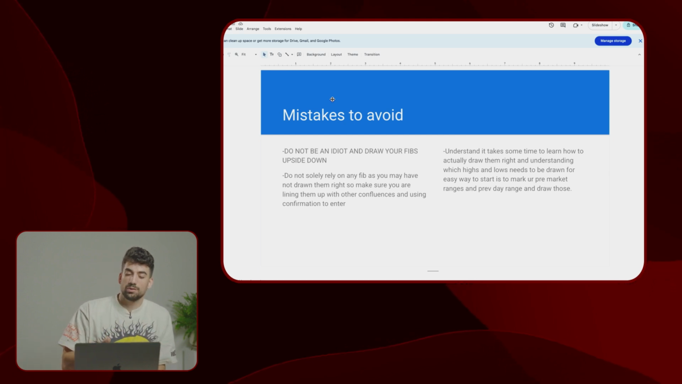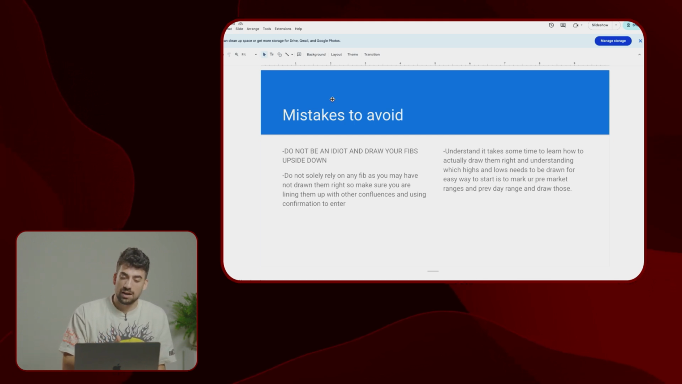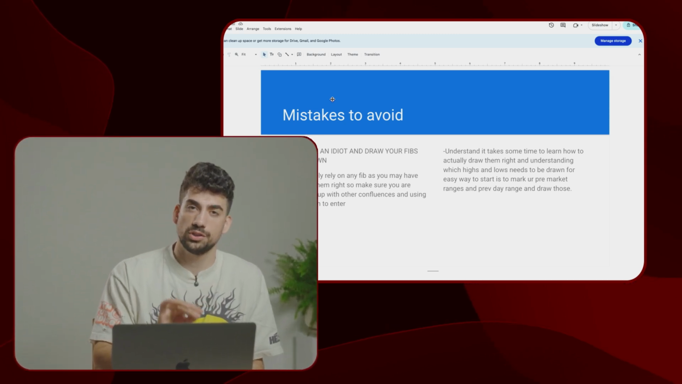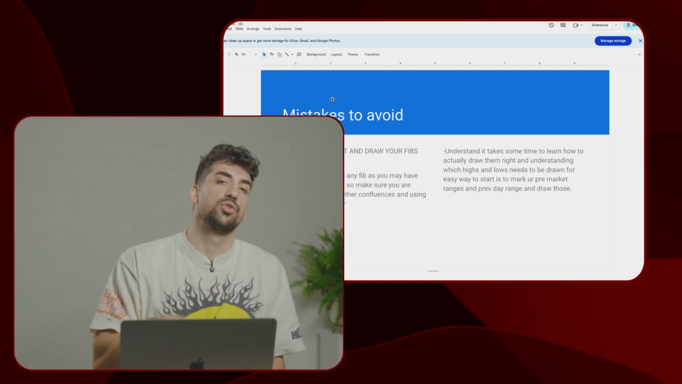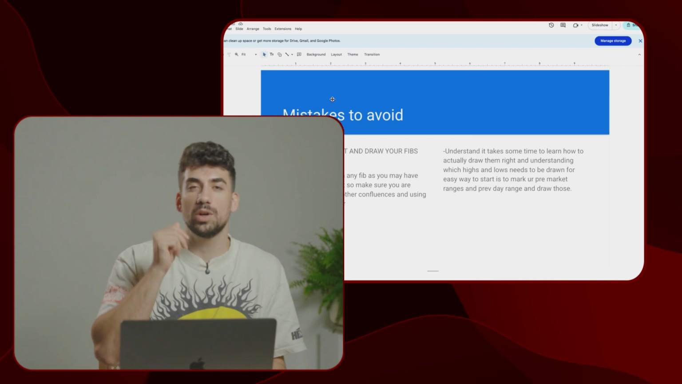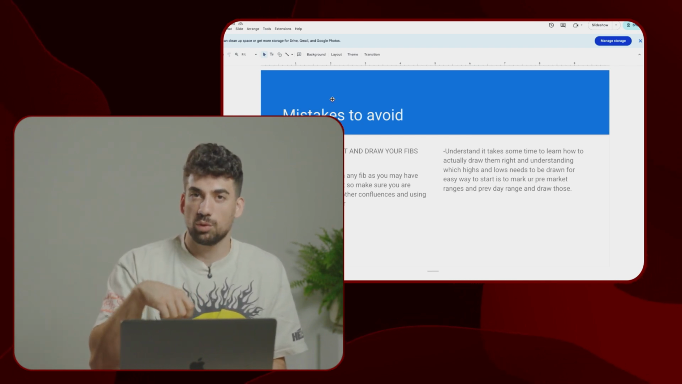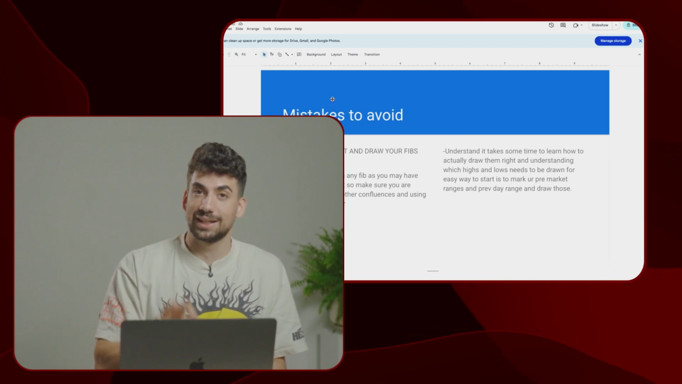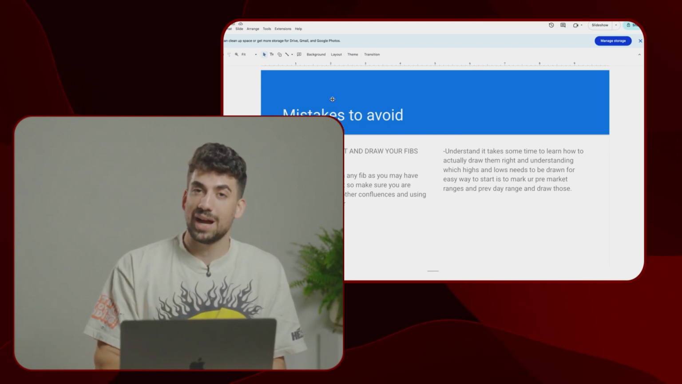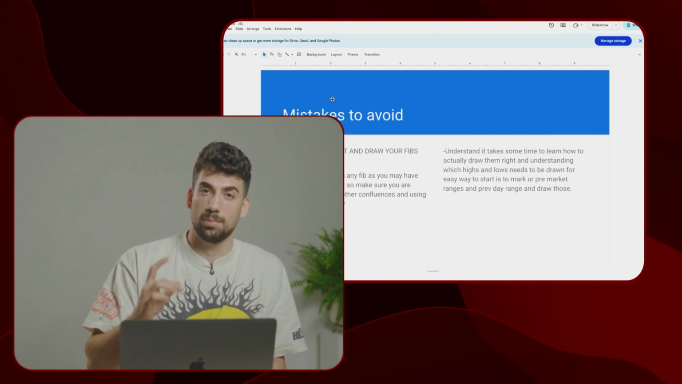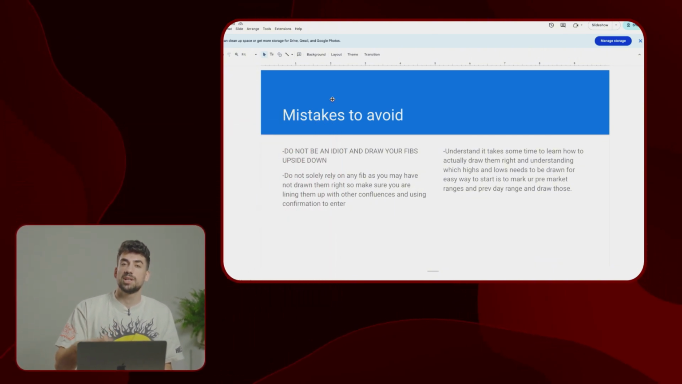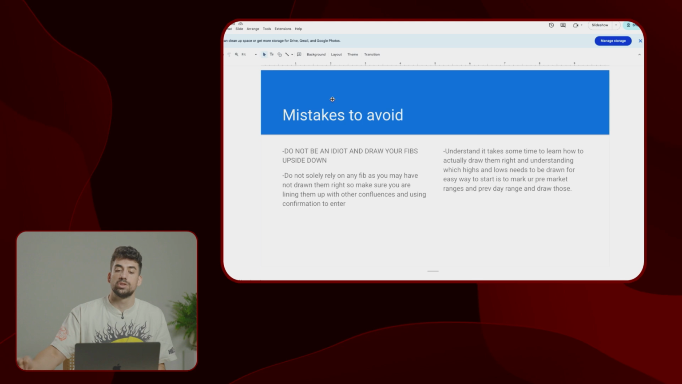Do not solely rely on any fibs. You might have not drawn them right, so make sure you're lining them up for other confluences and using them for confirmation. Guys, no single tool should be used alone. There's no holy grail where just this one indicator tells you to buy or sell. You need to actually understand when it's working, why it's working. You need to make sure you're using key times, key swing highs, swing lows, and then apply it into your trading. And that's when it becomes very powerful with other confluences as well.